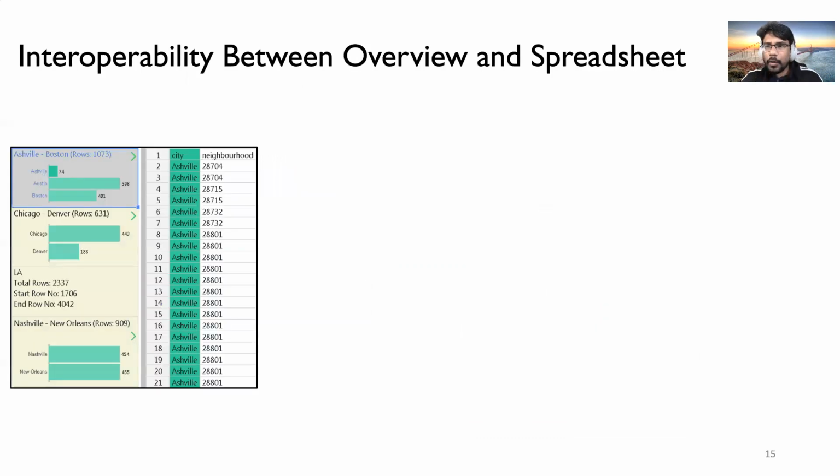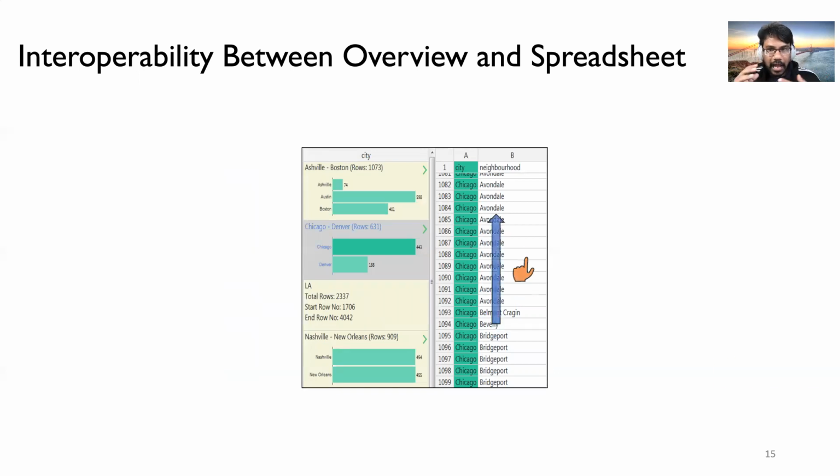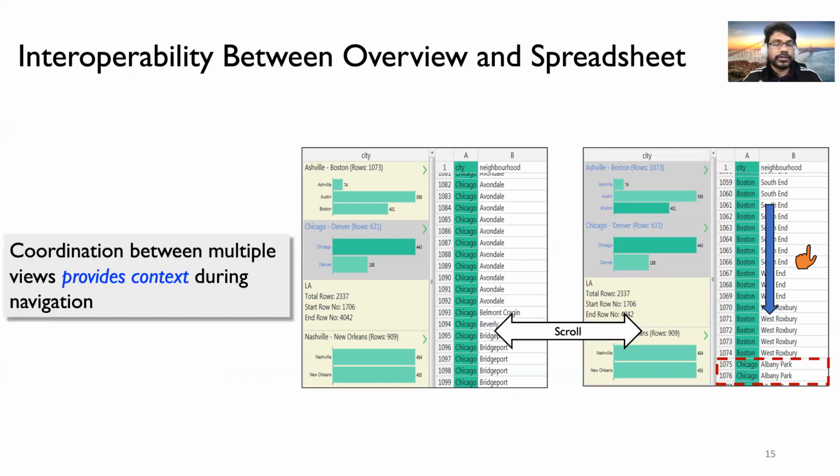The zooming and clicking operations on the overview are linked with the spreadsheet. Users can click on the bins to jump from one spreadsheet region to another without even having to scroll. The coordination is bidirectional. So for example, here the user scrolls up the spreadsheet and the bins in the overview that correspond to the currently visible spreadsheet region are highlighted. Such interoperability ensures users don't lose context as they navigate the data.